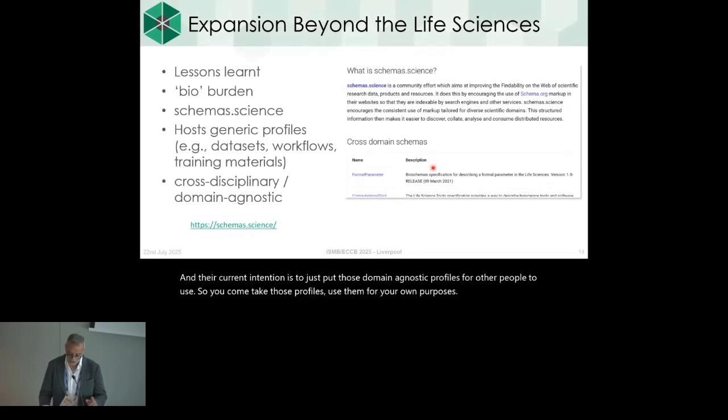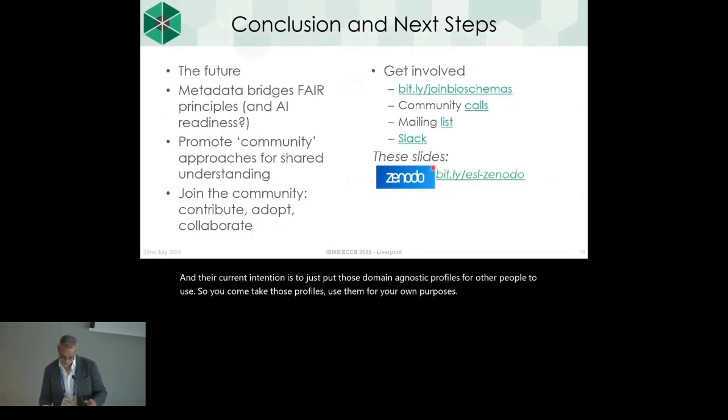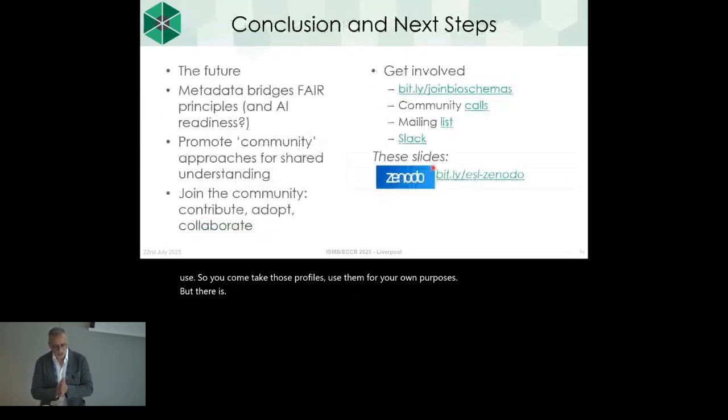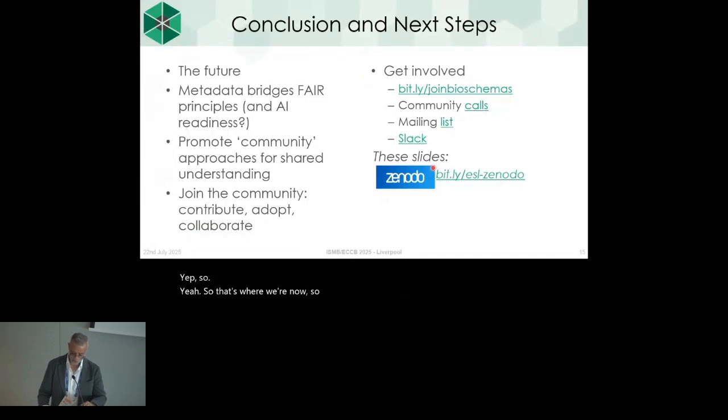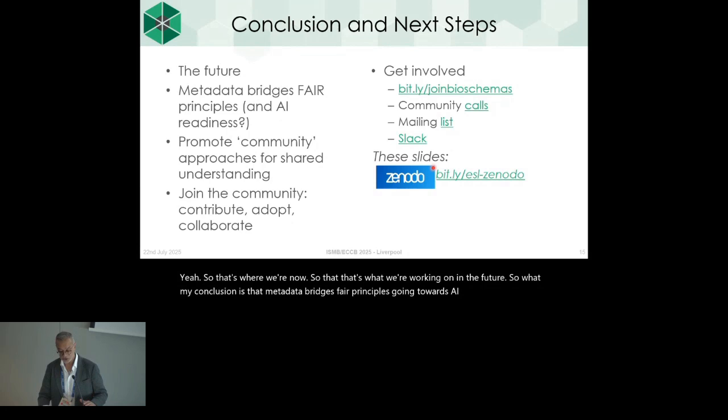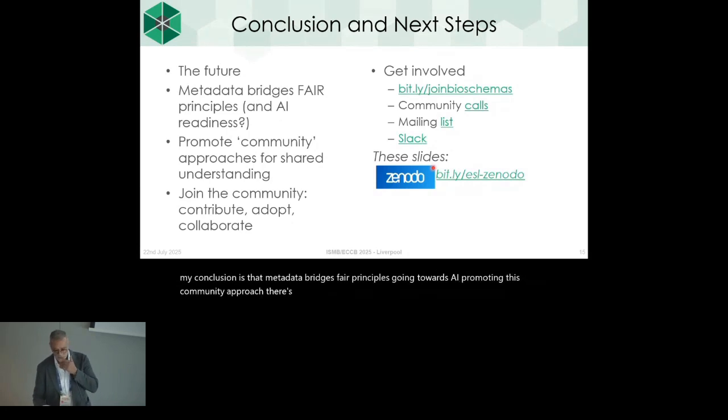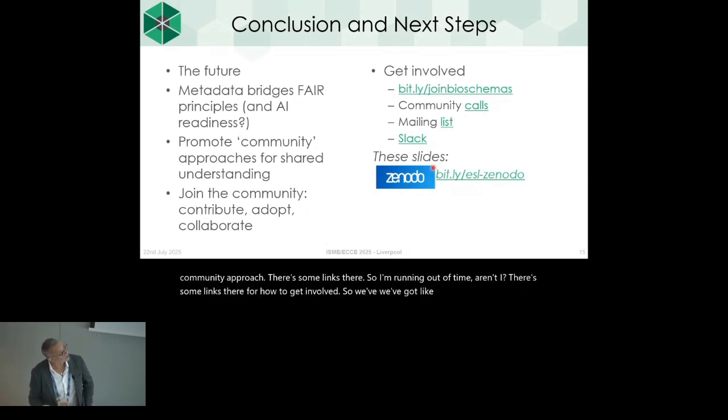So that's where we are now, and that's what we're working on in the future. My conclusion is that metadata bridges FAIR principles and going towards AI, promoting this community approach. There are some links there for how to get involved. Sorry, I'm running out of time, aren't I? We've got community calls on the 3rd Monday of each month, and I've got a quick survey question at the end. We've got Slack, and these slides are available there.